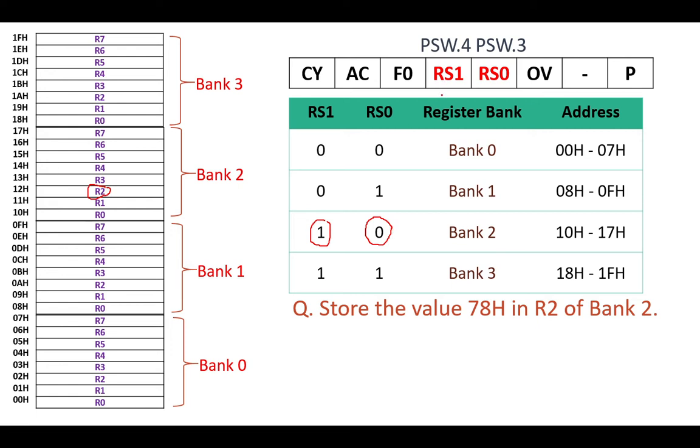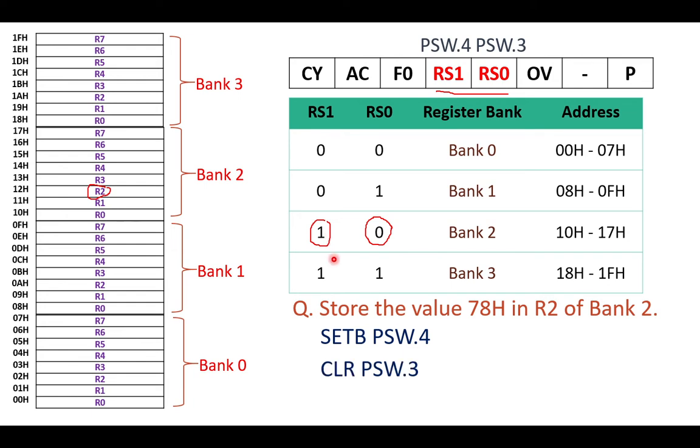And these 2 bits belong to the PSW register. So for that purpose, what will I do? I will write the instruction SETB PSW.4. PSW.4 means the RS1 bit. SETB means make it 1. Set it. So this bit is made 1. So RS1 now is 1.